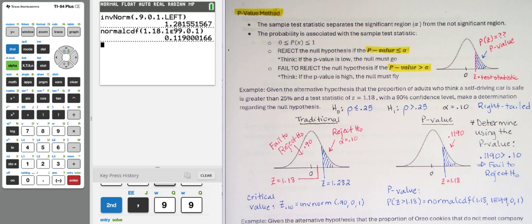Again, notice that when I'm making a determination using the p-value, I get the same result as if I am using my test statistic and comparing it to my critical value. Let's look at another example.